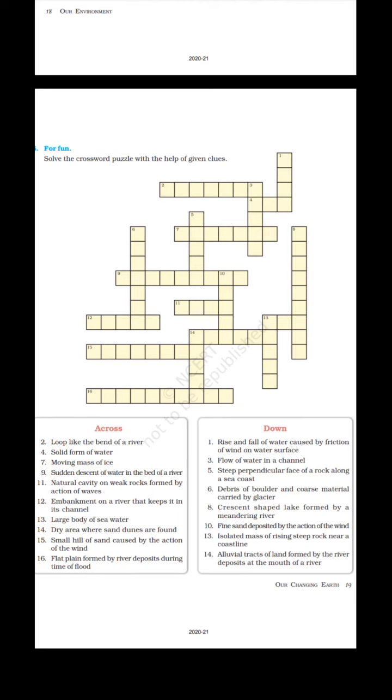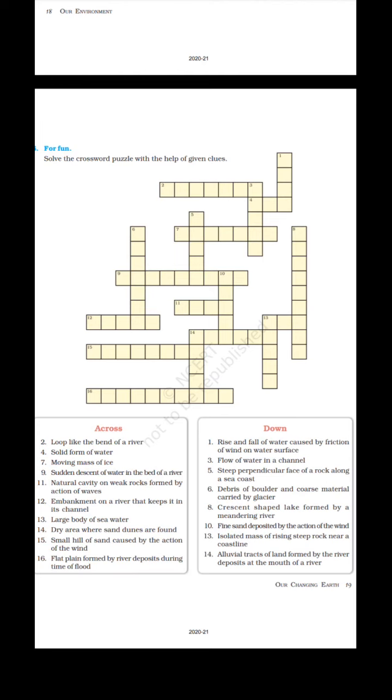Across. 2. Loop-like bend of a river. Solid form of water, moving mass of ice. 9. Sudden descent of water in the bed of a river. 11. Natural cavity on weak rocks formed by action of waves. 12. Embankment on a river that keeps it in its channel. 13. Large body of sea water. 14. Dry area where sand dunes are found. 15. Small hill of sand caused by the action of the wind. 16. Flat plain formed by river deposits during time of flood.